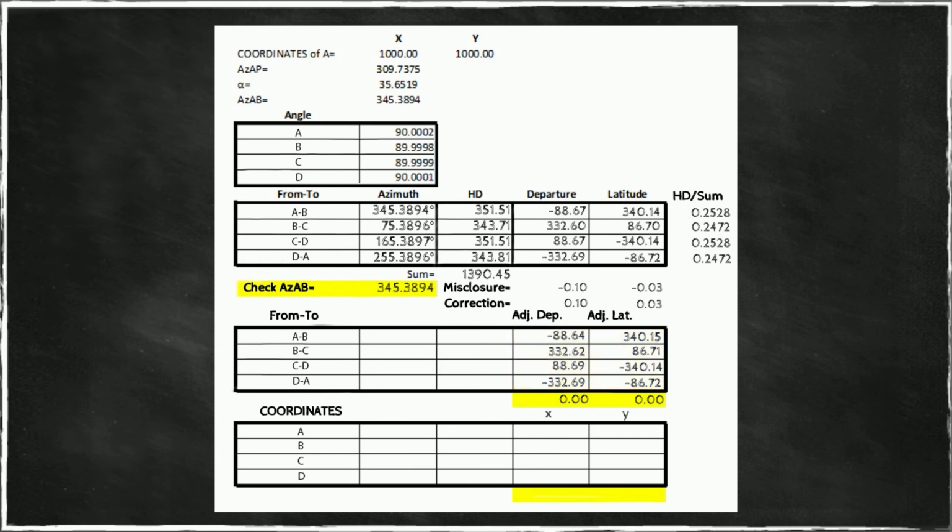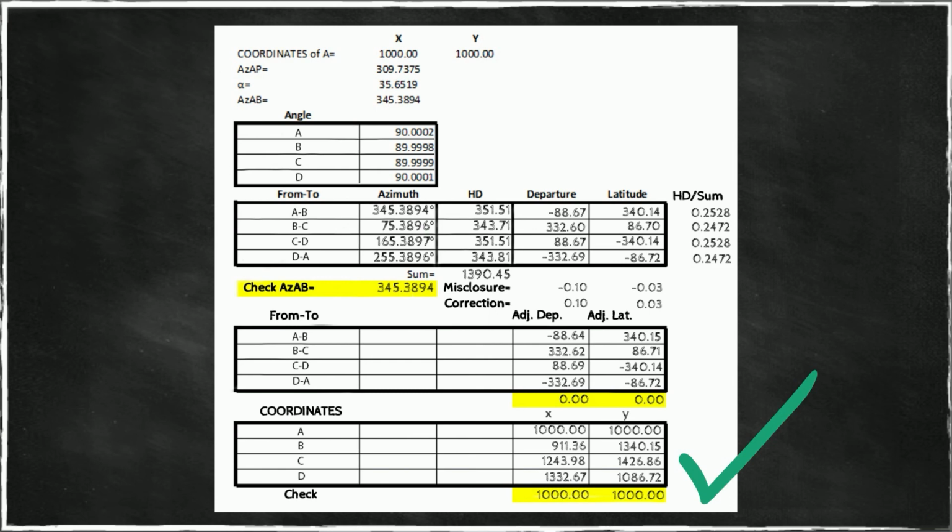Now I start with the coordinates of point A, which I get from up here. And to this point A, I add this departure and this latitude to get the x and y for point B. Then to calculate the coordinates of point C, I simply take these coordinates of point B and I add these latitudes and departures and so on. So if I do this correctly, I should add up to get exactly the coordinates I started with, which I do. That's another important check. So this essentially completes the adjustment of this traverse in the horizontal plane.